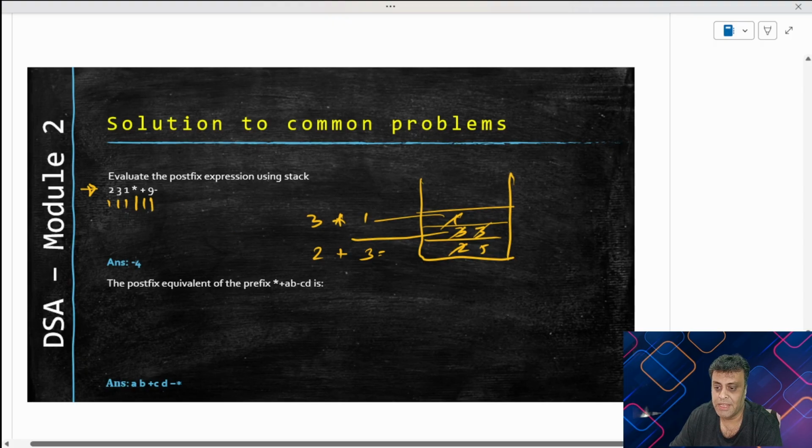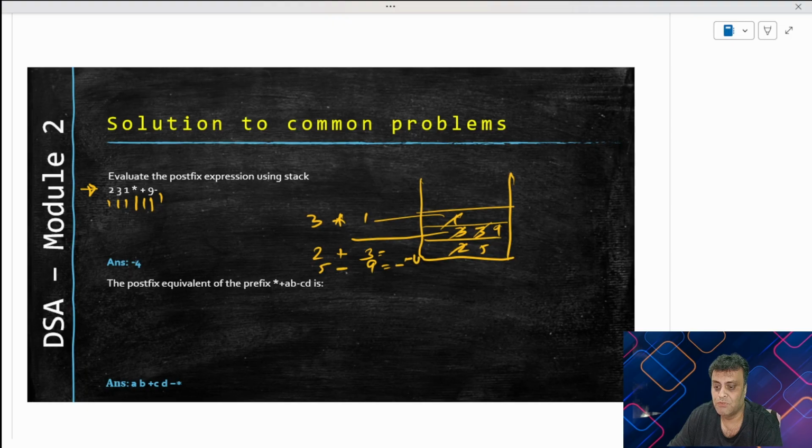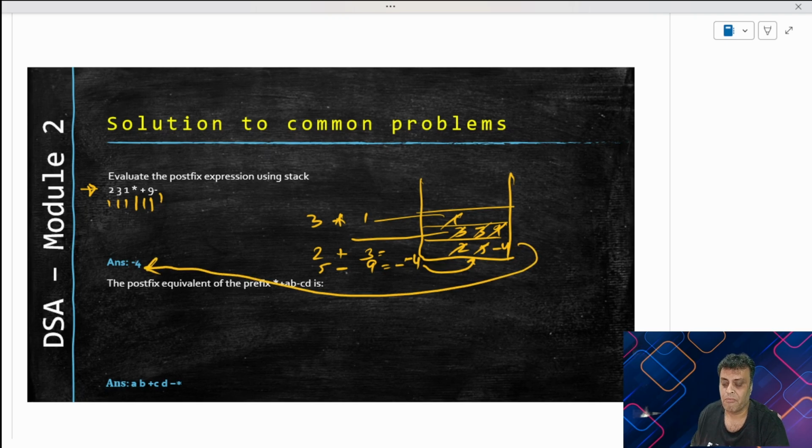Then 9 gets pushed into the stack. Minus comes, 5 and 9 come out, minus is applied, and minus 4 gets pushed into the stack. Then because there is no further expression, pop this out as your answer. I hope you understood how we arrived at this.